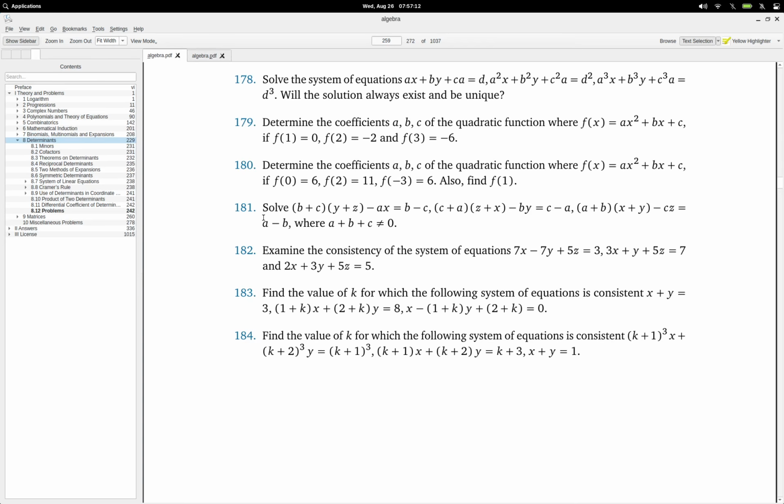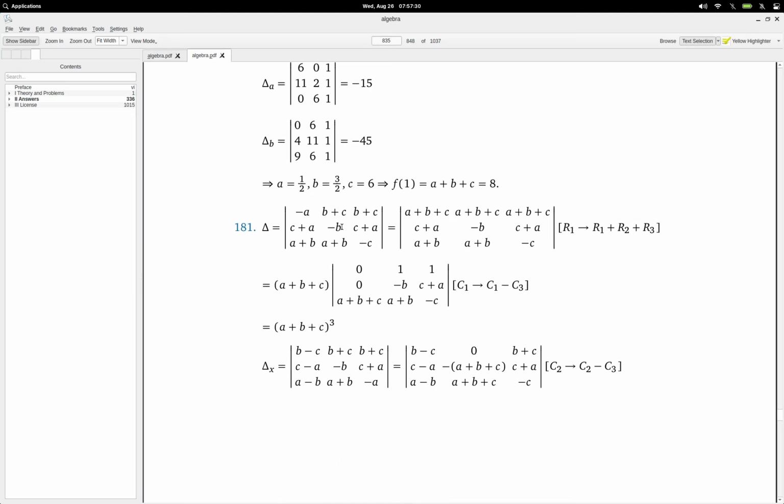Question 181 says solve b plus c times y plus z minus x is equal to b minus c, c plus a times z plus x minus y is equal to c minus a, a plus b times x plus y minus z is equal to a minus b, where a plus b plus c is not equal to 0.